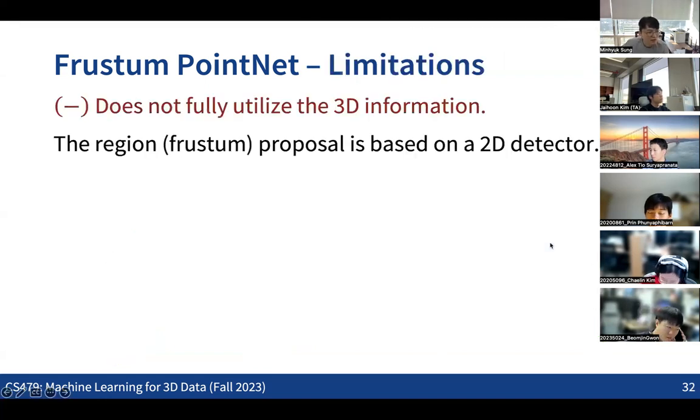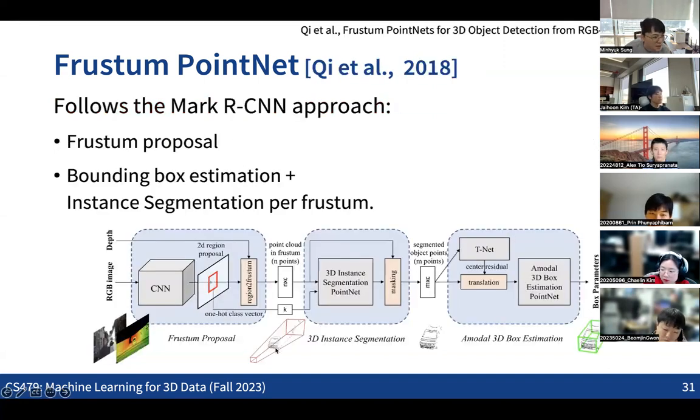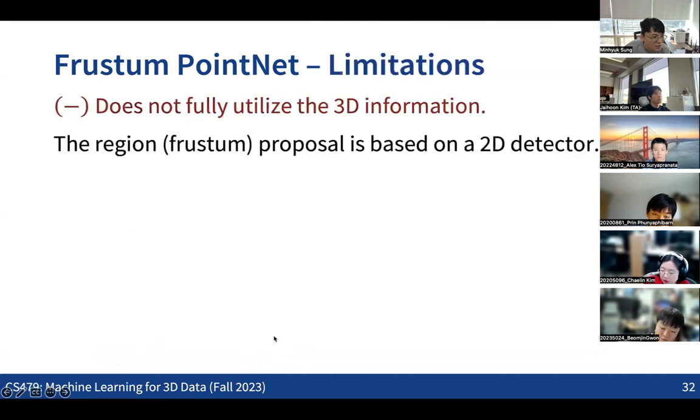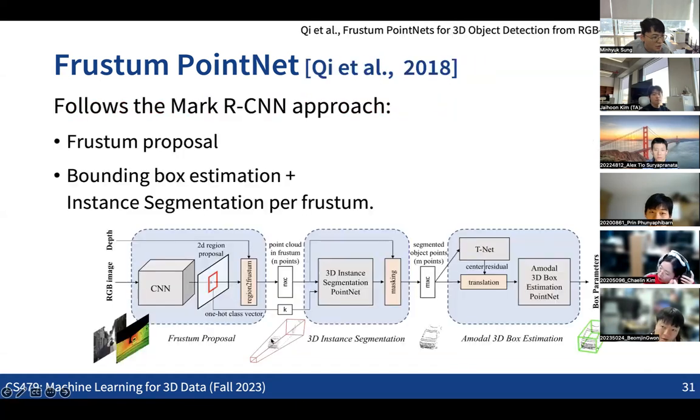But the downside is that it still has the 2D detector, which is still treating everything as 2D, while we actually have the full 3D information. What is a frustum? A frustum is basically a truncated rectangular cone shape.